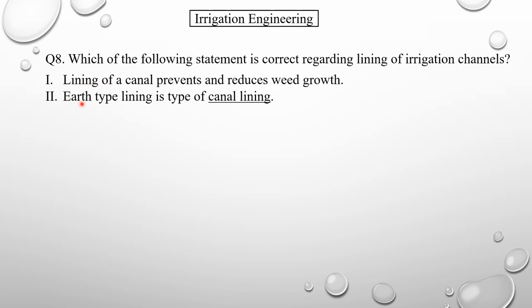Then second, earth type lining is a type of canal lining. Yes, and also a hard surface lining. Earth type lining and hard surface lining, these two are the types of canal lining. So both options are correct. So the answer is both first and second. Option number 3 is correct.